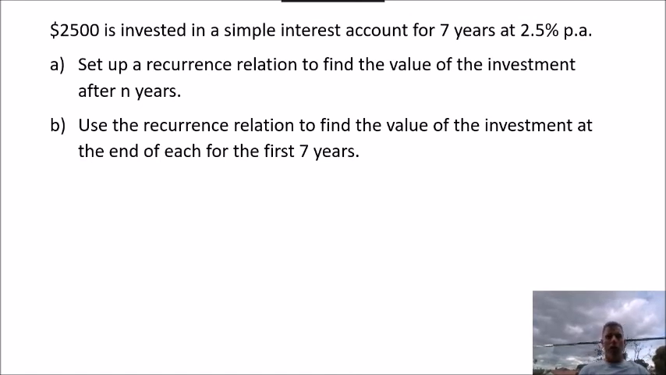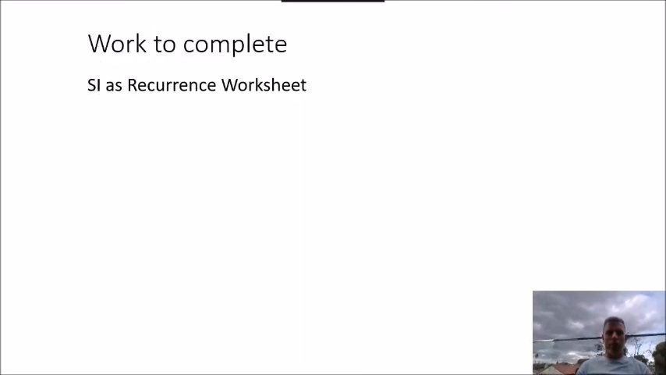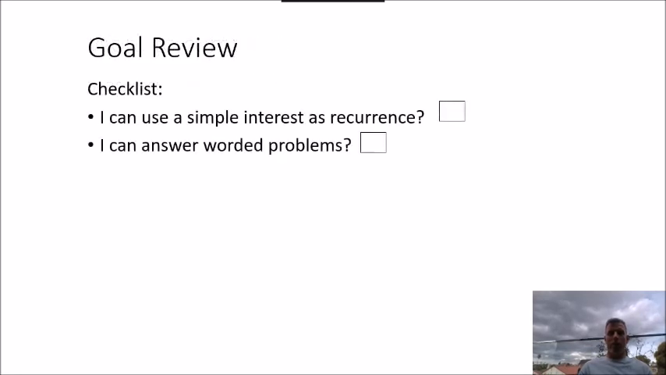So that's really it for the day. What you need to do right now is complete the simple interest as recurrence worksheet. That can be found on Google Drive under worksheets. Just complete that worksheet, and then when you're finished all that and you want to check out towards the end of class, you just go back to the goal review. Hopefully at the end you should be able to say: I can use simple interest as recurrence. So can you do it? Yes. And I can answer worded problems. Yes. If you can do those two things at the end of class, you're on track.